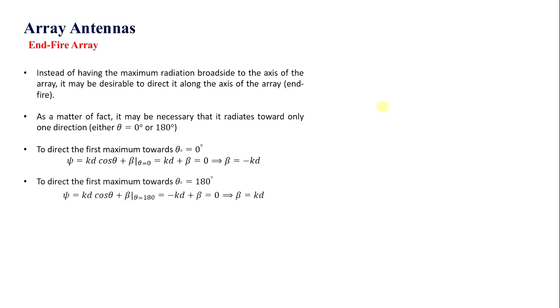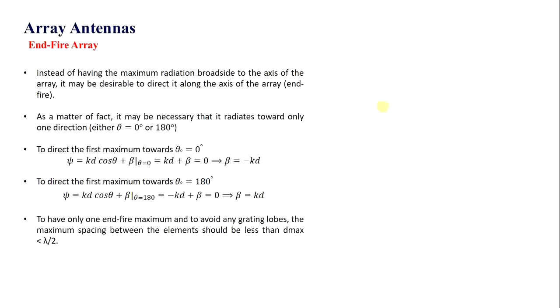Now to direct the maximum towards theta equal to 180 degrees, putting theta equal to 180 degrees in the equation of psi, we know cos 180 is minus 1. The equation becomes minus kd plus beta equal to 0, that is, beta equal to kd. Thus the end fire radiation is accomplished when beta is minus kd or beta is equal to kd.